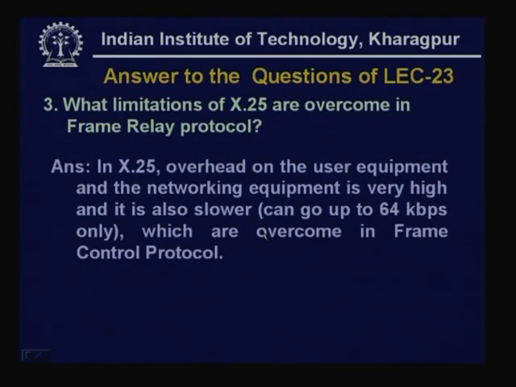Third question was, what limitations of X.25 are overcome in frame relay protocol? Answer is, in X.25 overhead on the user equipment and the networking equipment is very high, and it is also slower, which are overcome in frame relay. As you have seen, X.25 can go up to 64 kilobits per second, and frame relay minimum rate is 1.544 megabits per second. So, it is much faster and has lesser overhead.